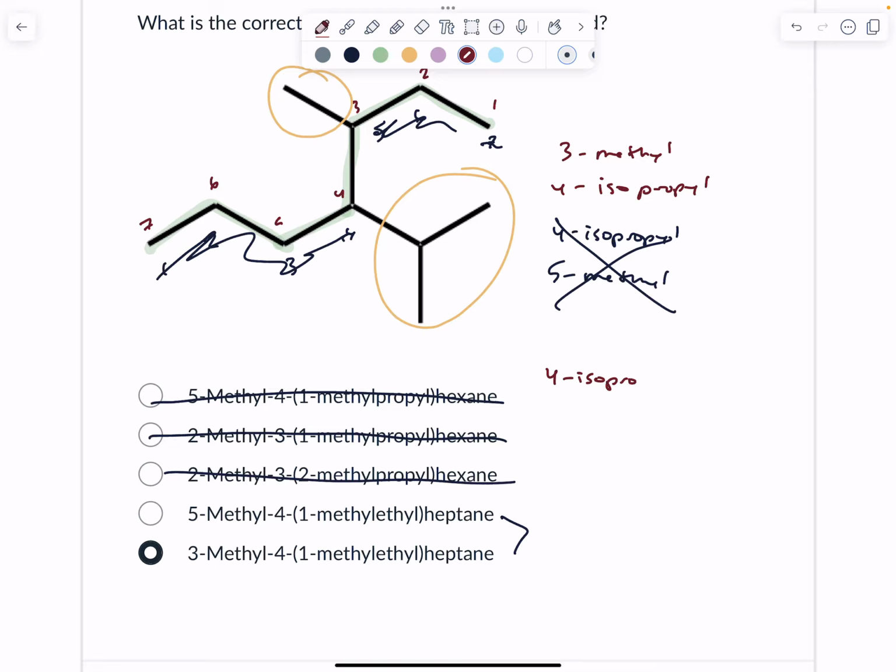4-isopropyl, because I comes before M. 3-methyl heptane. So that's how I would name it.